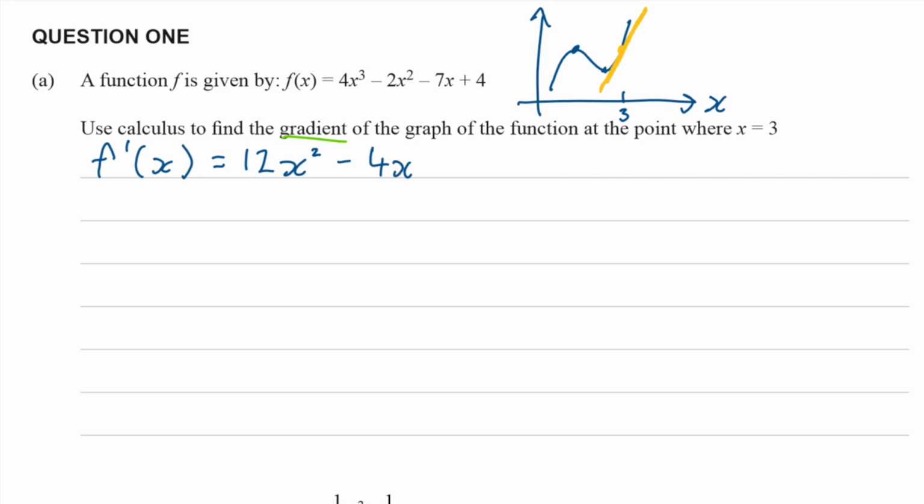Next term, the derivative of minus 7x, we can think of that as to the power of 1, just to help us use the rule. So 1 times minus 7 gives minus 7. We subtract 1 from the power. 1 minus 1 is 0. So x to the power of 0 is actually equal to 1. So we're left with just minus 7.